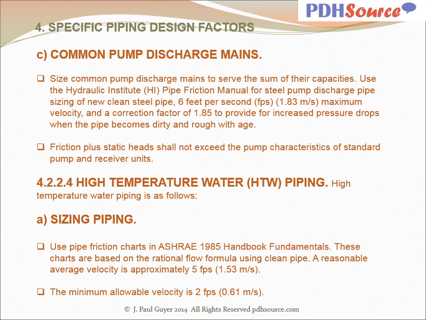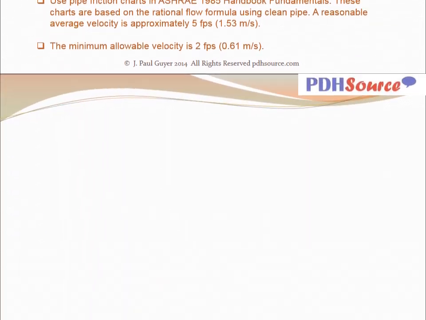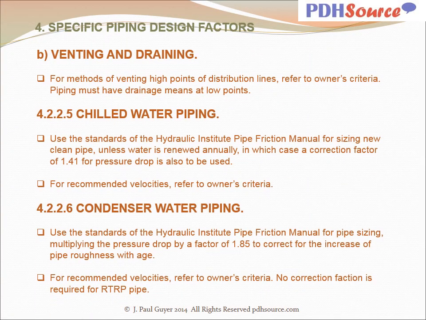With regard to high temperature water piping, sizing of pipe: use pipe friction charts in ASHRAE 1985 or later Handbook of Fundamentals. These charts are based on the rational flow formula using clean pipe. A reasonable average velocity is approximately 5 feet per second. The minimum allowable velocity is 2 feet per second. For methods of venting high points of distribution lines, refer to the owner's criteria. Piping must have drainage means at low points.